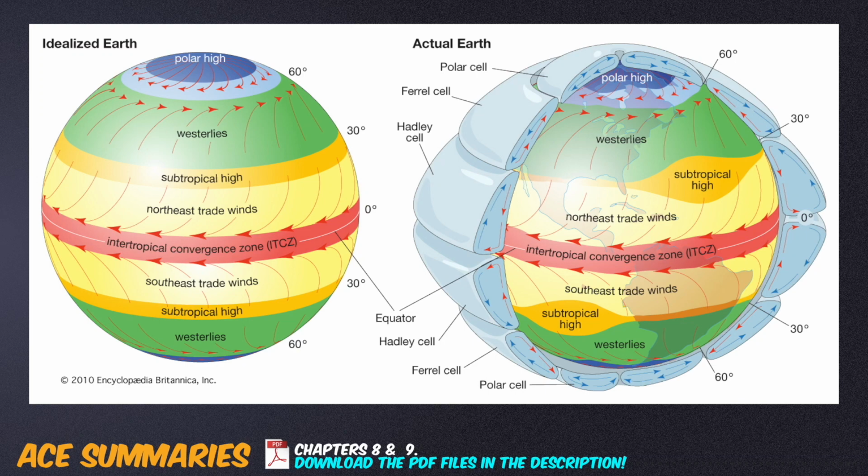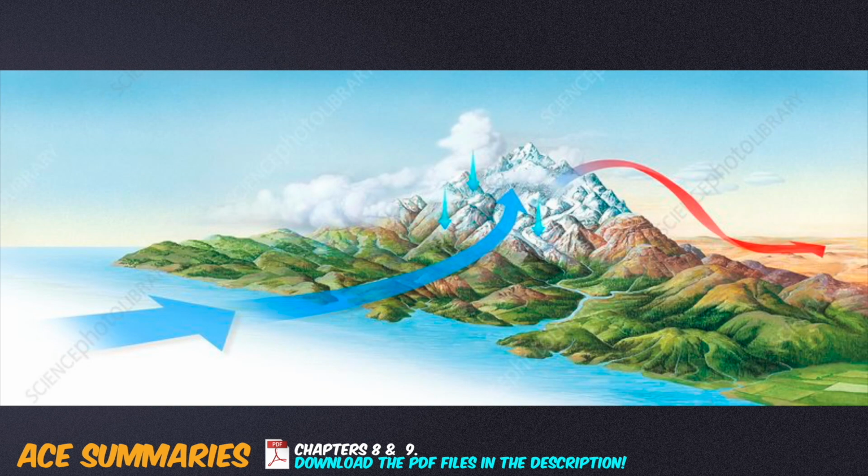Trade winds are persistent winds which blow from subtropical high-pressure belts towards the equator, from the northeast in the northern hemisphere and from the southeast in the southern hemisphere. Foehn winds are very interesting.